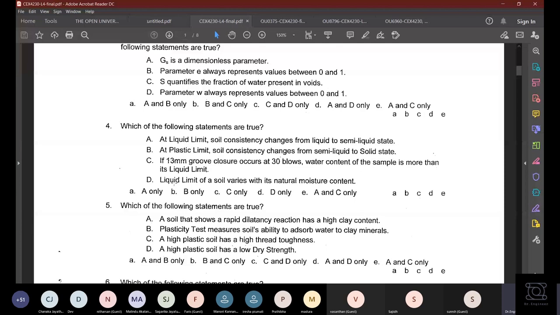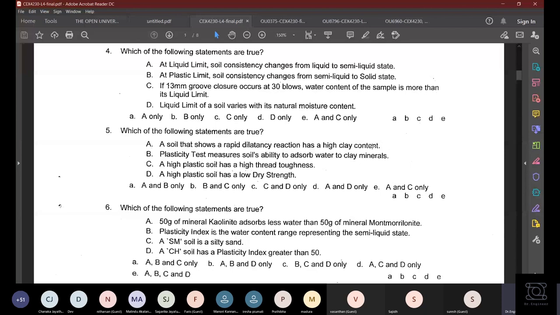Next, they are asking which of the following statements are true. The soil shows a rapid dilatancy reaction has high clay content. Wrong, right? It might show no reactions, so it is wrong. A plasticity test measures the soil's ability to absorb water to clay minerals. Yeah, you can say that. A high plastic soil has high thread toughness. Yes. A high plastic soil has low dry strength. Wrong. So B and C are correct. Those are straightforward statements. If you know the visual soil classification practical properly, if you have done that, you know this easily. So B and C are the correct statements.